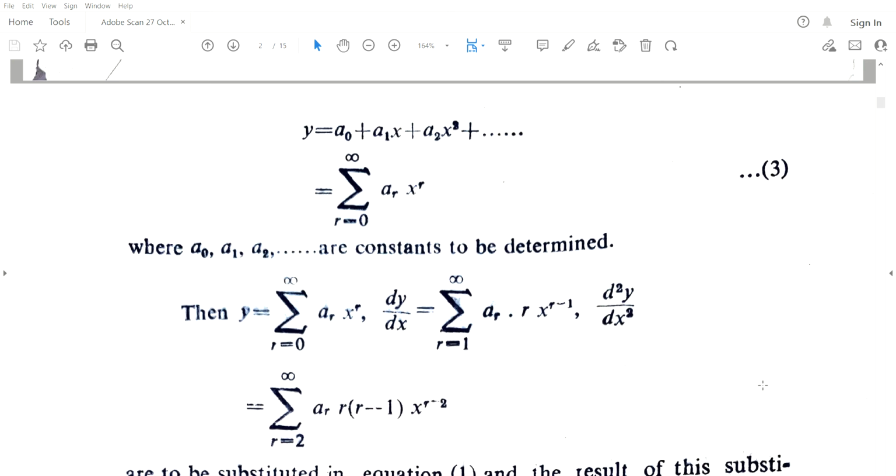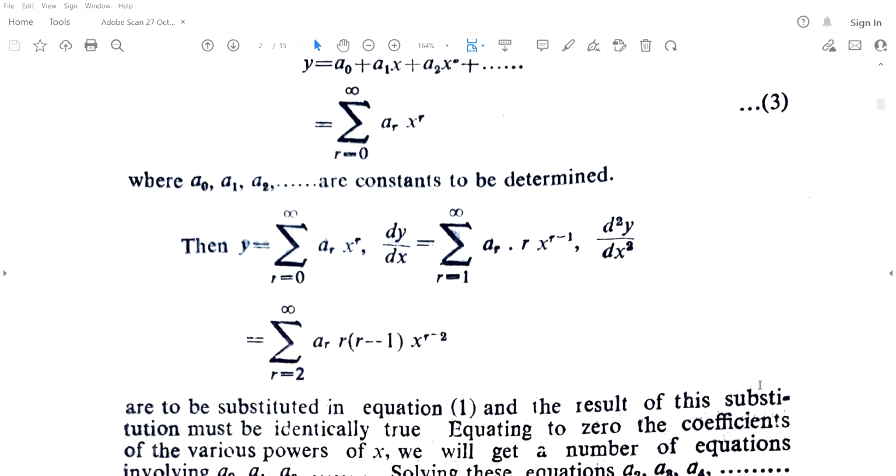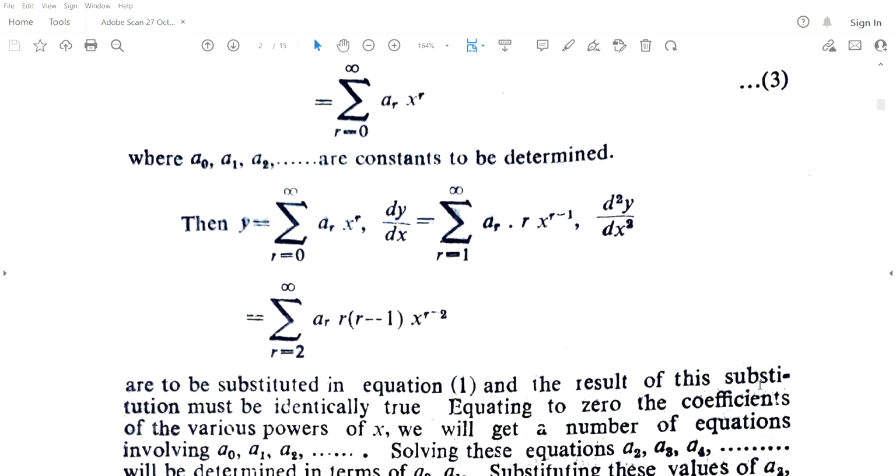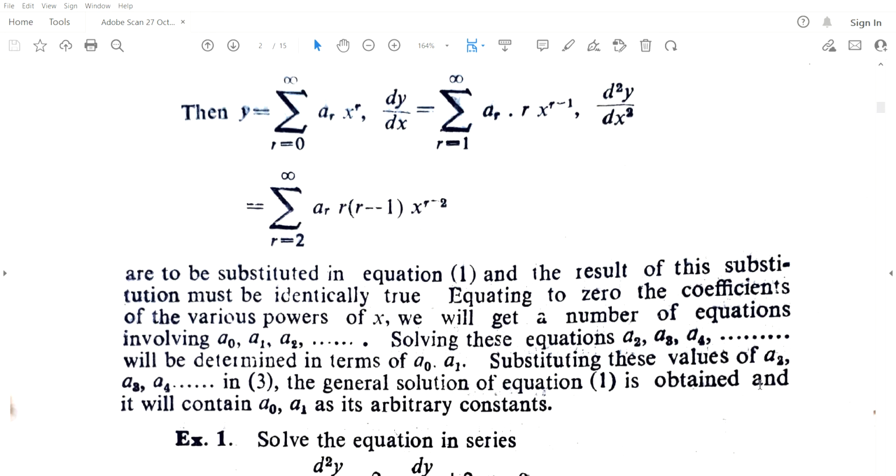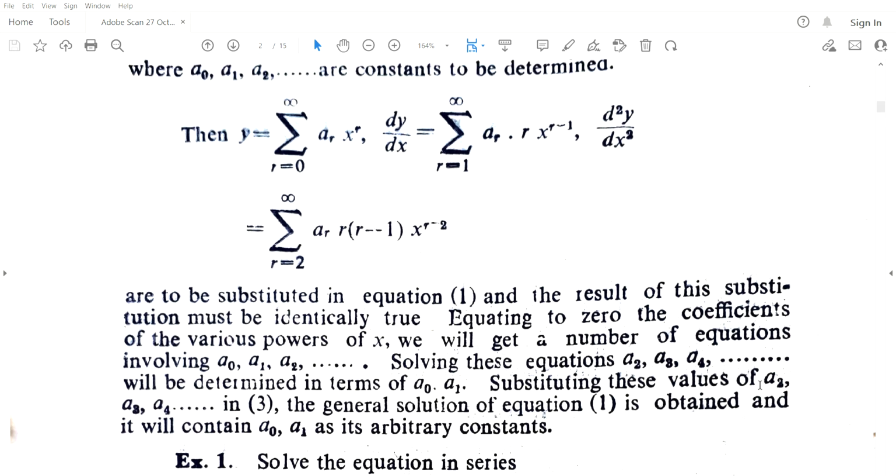Now, if y is this solution, this is a trial solution given in 3, then we write y dashed and then we write y double dashed. Substitute y double dashed, y dashed and y in the given equation. This is the theory. And the right hand side is equal to 0. Therefore, in the left hand side, there will be infinite terms of various powers of x, and the right hand side is equal to 0. This is an identical equation.